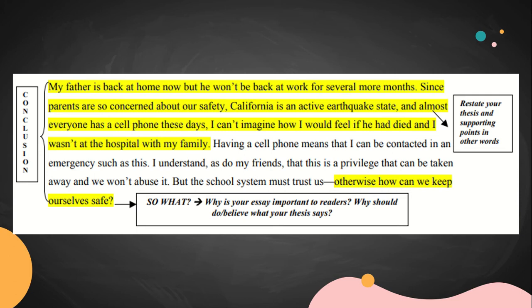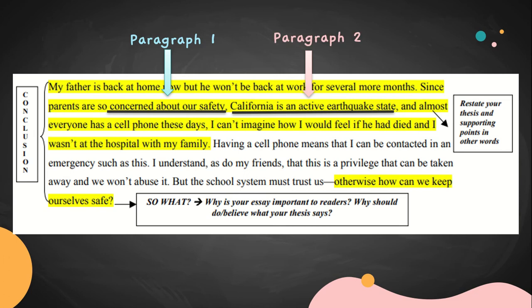The paragraph 1's claim is the concern about safety, so it was restated here. And then in paragraph number 2, it's all about California is an active earthquake state. So that is the claim in paragraph number 2. And the claim in paragraph number 3 is everyone has a cell phone these days.